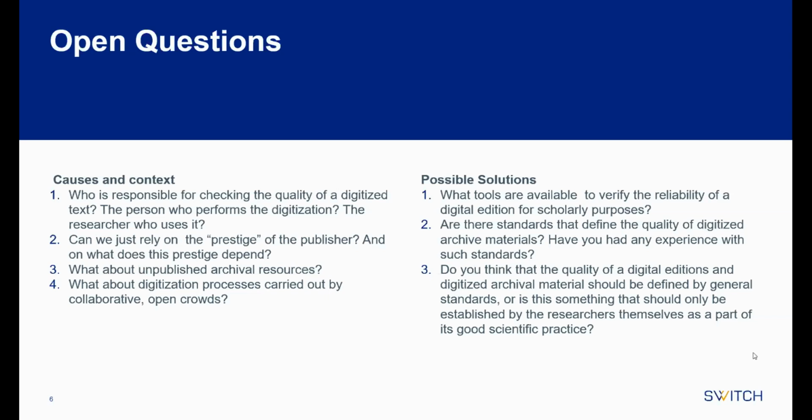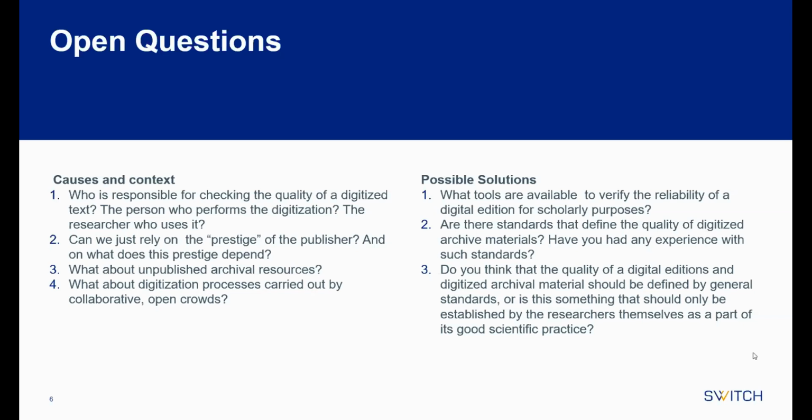Then for the documents that are published, you can't just rely on the prestige of the publisher. This is also a huge problem in the open access discussion, about the tendency in humanities to rely on very well-established publishers, even if their publishing models are often not so fair, but that's another topic. However, this played a role here too, as a way to give a kind of indirect certification of the quality of the digitization.